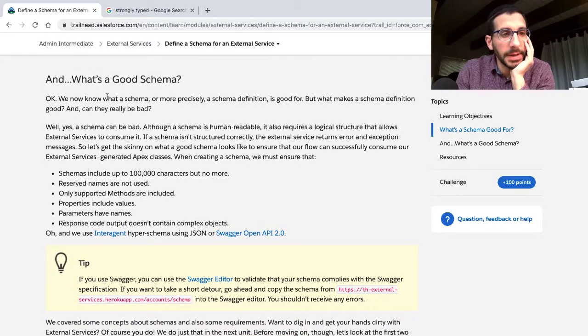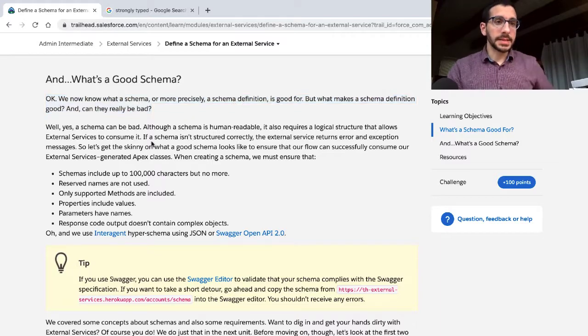Okay, and what is a good schema? We now know what a schema, or more precisely, a schema definition, is good for. It's good for defining what information you could get. But what makes a good schema definition? And can they really be bad? Well, yes, a schema can be bad.